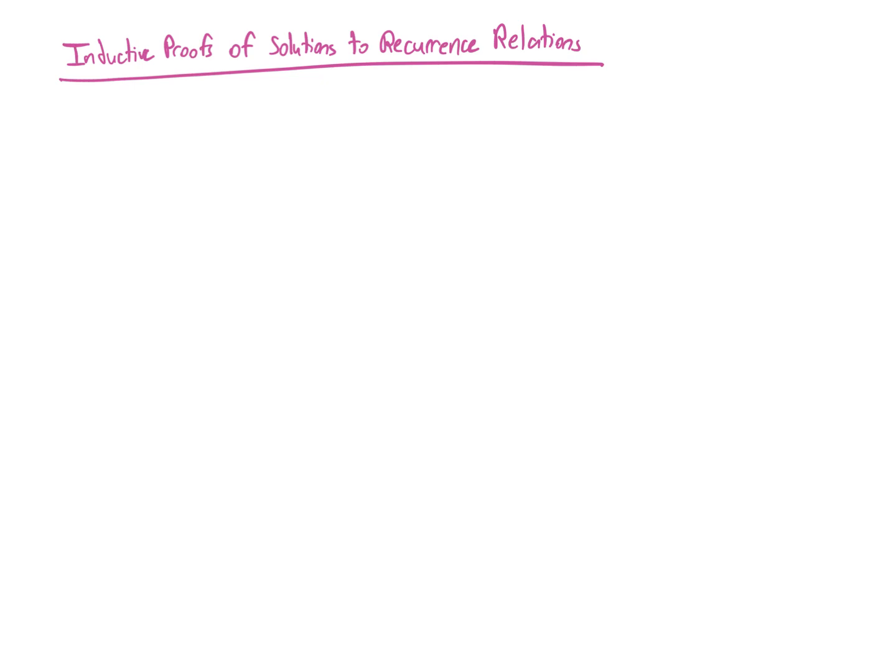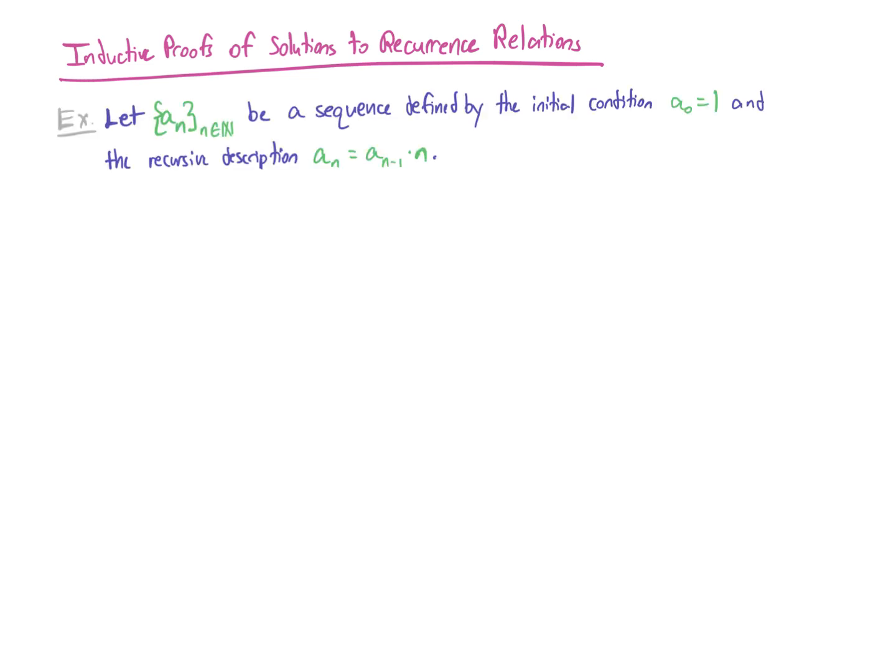Another very common use of induction is to prove solutions to recurrence relations. We haven't formally discussed recurrence relations yet, but you can think of recurrence relations as recursive descriptions of sequences. So here's an example. Let a sub n, where n ranges over the natural numbers, be a sequence that is defined with an initial condition.